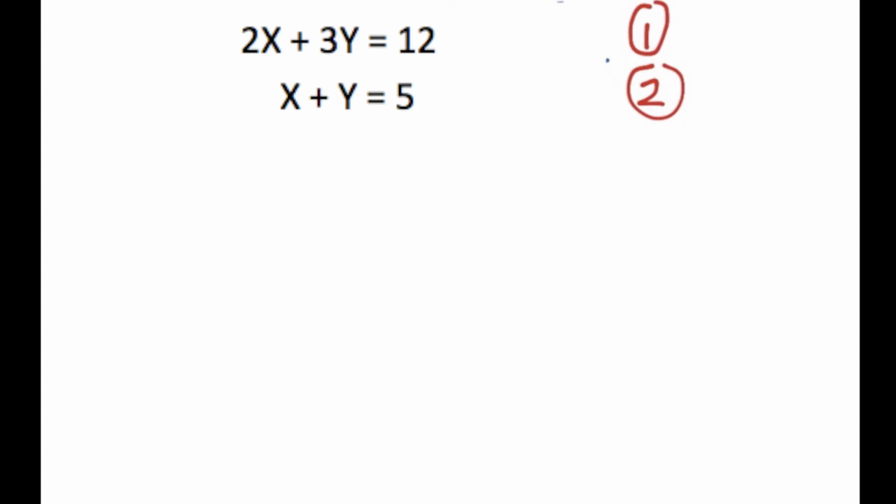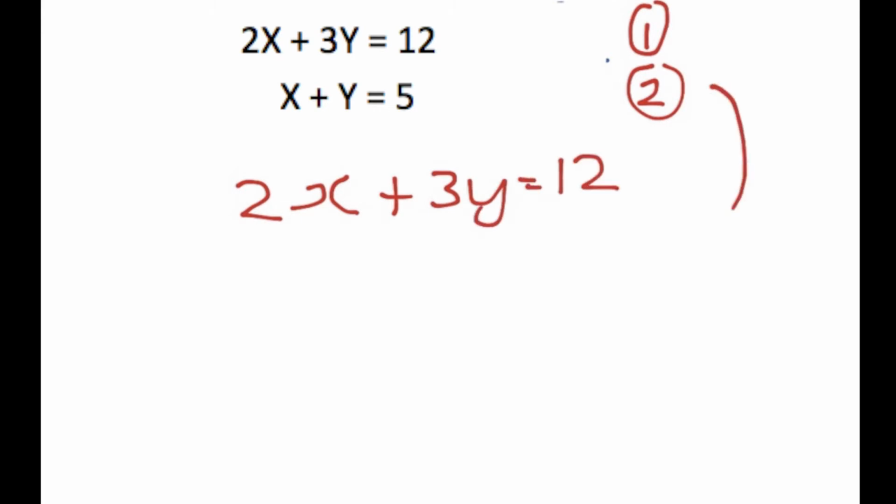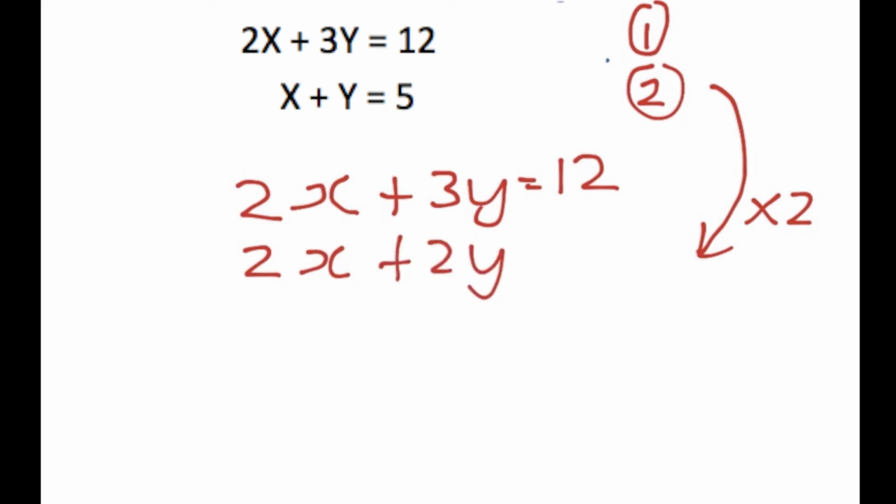Okay, and what I'm going to do is rewrite equation 1, just here, 2x plus 3y equals 12, and equation 2, I'm going to write it, but I'm going to multiply all by 2, and you'll see why very soon. Now, 2 times x is 2x, 2 times y is 2y, and 5 times 2 is 10. And now we have two equations which each have a common x term. And now we can subtract them.